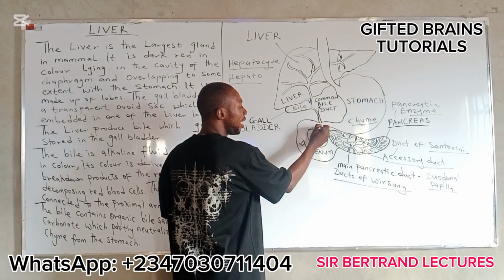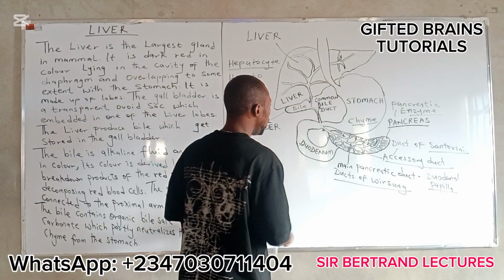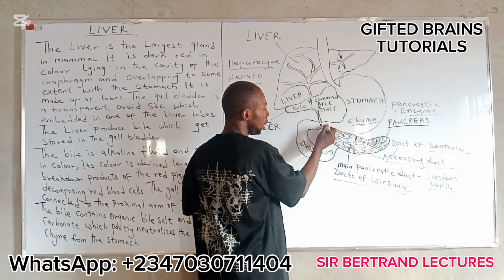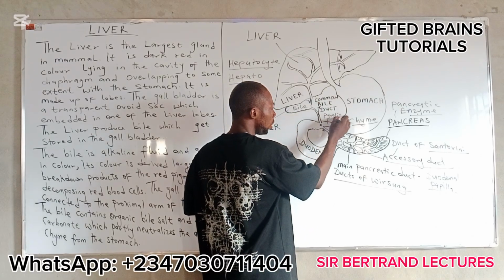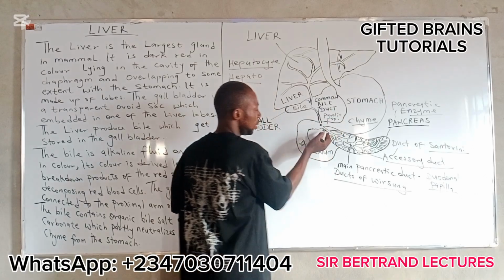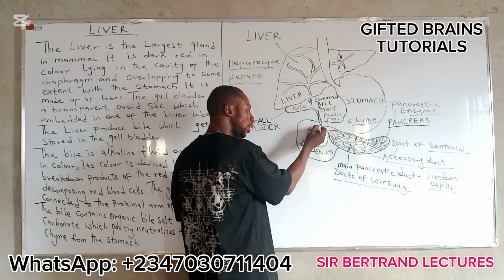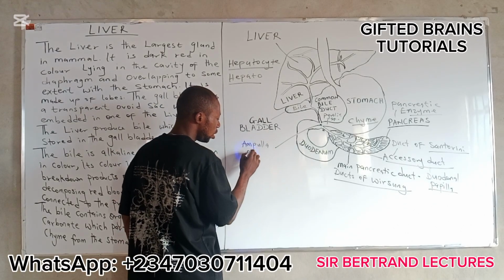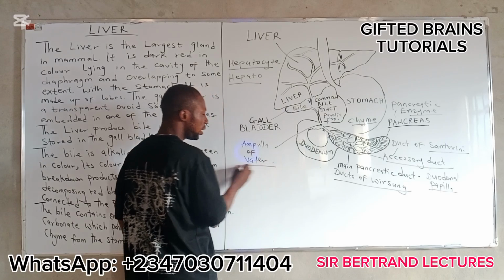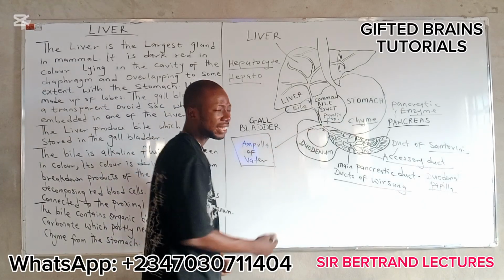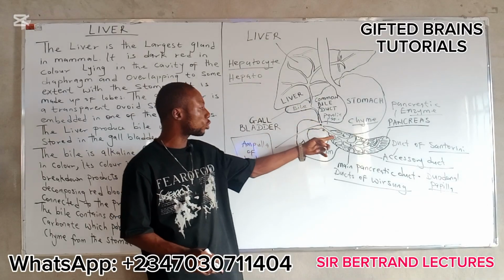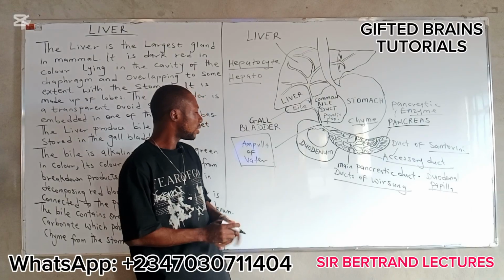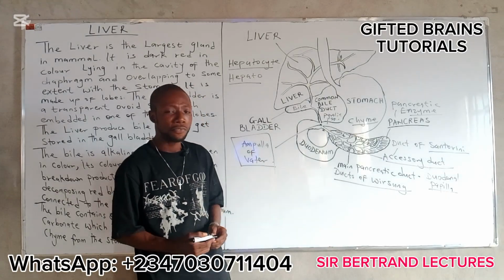If you look here, we have a connection between the common bile duct, the pyloric sphincter of the stomach, the pancreatic duct, and the duodenum. This connection here is known as the ampulla of Vater: the connection between the common bile duct, the pancreatic duct, the stomach pyloric sphincter, and the duodenum. All right, that connection is known as the ampulla of Vater.